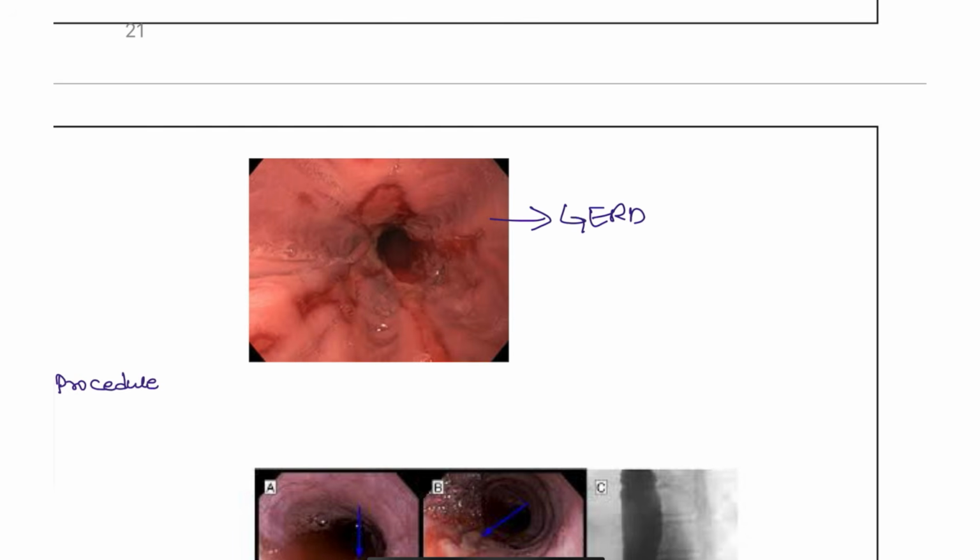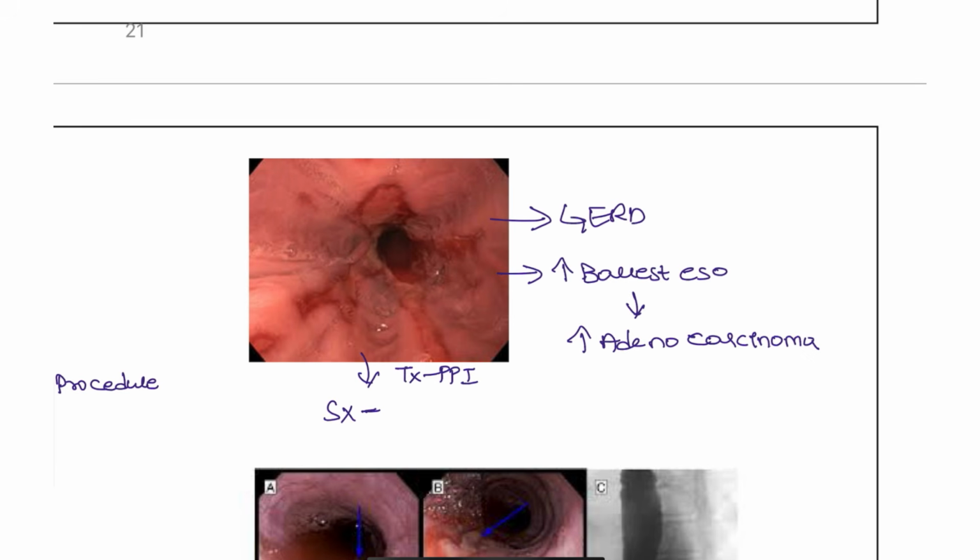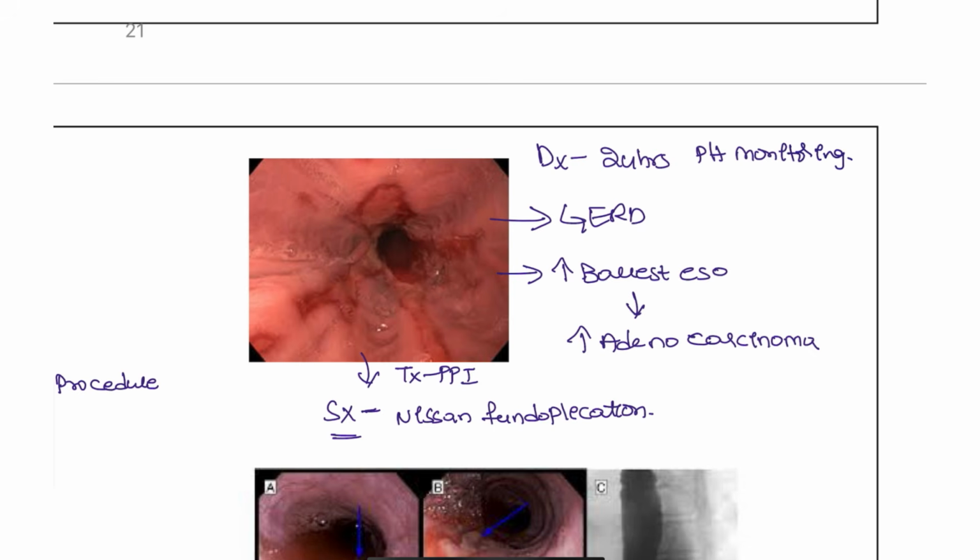Next picture that you can see here, this condition is GERD. In this patient, why is it important? It can progress to Barrett's esophagus, and Barrett's esophagus can progress to adenocarcinoma, so that is the danger. For treatment, first we are going to treat with a PPI. But if it is not controlled, then go for surgery, the Nissen fundoplication. And the diagnostic test, the gold standard, is 24 hours pH monitoring.